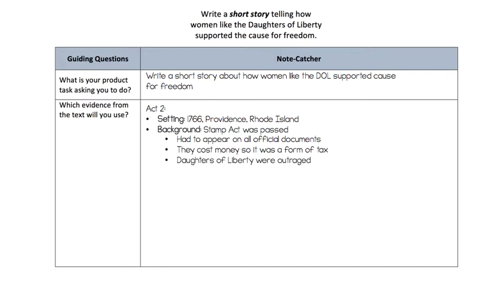Next, I need to know the background. After rereading, the very important background that I need to include in my story is that the Stamp Act was passed by the British. Stamps had to appear on all official documents. They cost money, so it was a form of tax, which we know the Patriots were very against, taxes without representation. And the Daughters of Liberty, my main characters, were outraged by this tax.